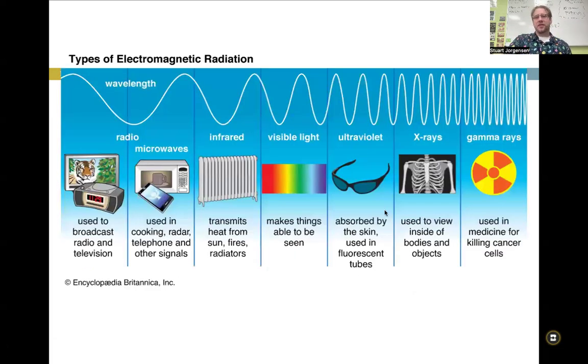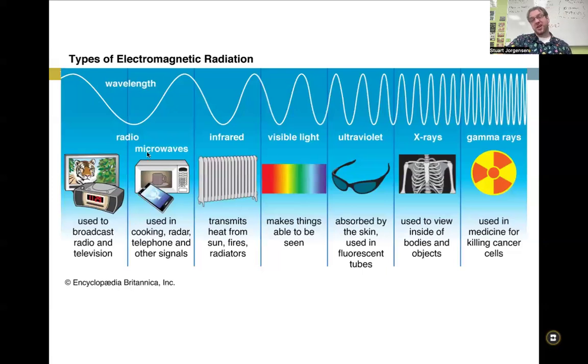And so when we think about our different types of light on our electromagnetic spectrum, we got all sorts of different types of light energy. And so the ones we're most familiar with is the visible light here in the middle. These are the things we can see. Infrared we can't see, microwaves we can't see.